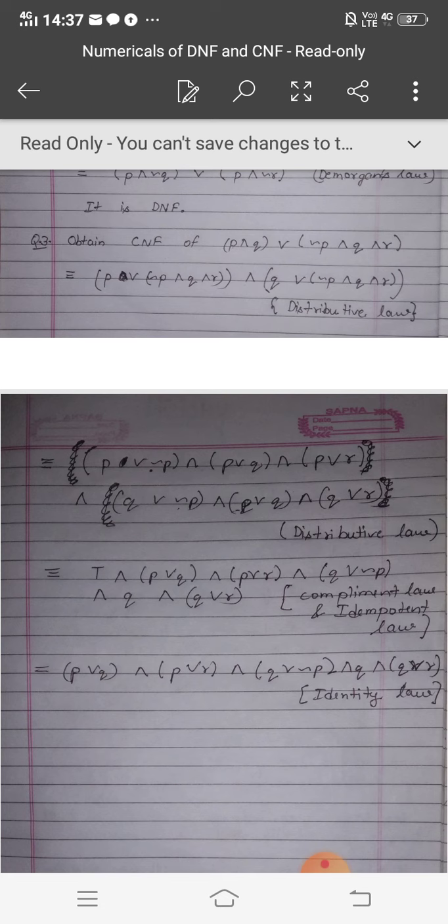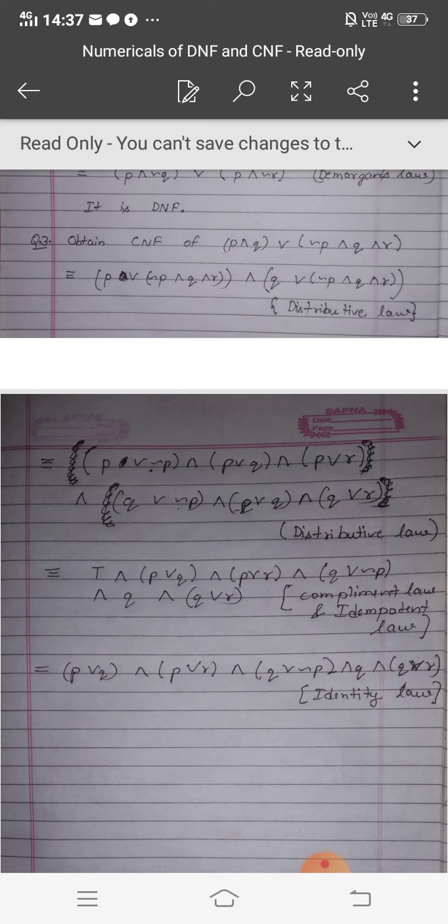Okay, so by distributive law it will become P or whole bracket and Q or whole bracket. Similarly again we will have to use distributive law, so it will become P or not P in bracket, and P or Q and P or R, and Q or not P, and P or Q and Q or R by distributive law.